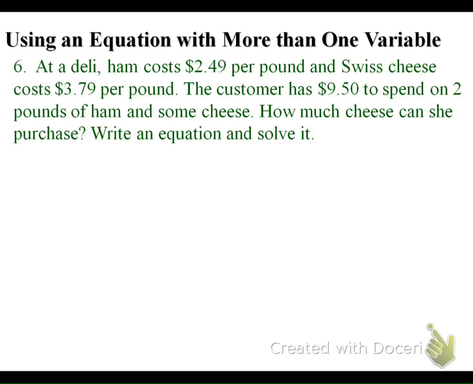How much cheese can you buy? Is our question. So first we have to write an equation. Any ideas? Yes, ma'am. You could do 950 equals 2 times 249. Very good. I was confused which one you wanted.